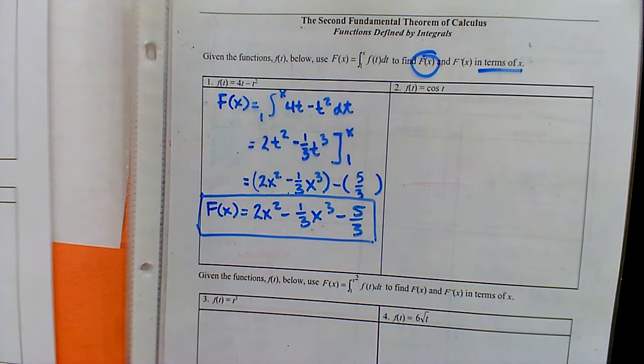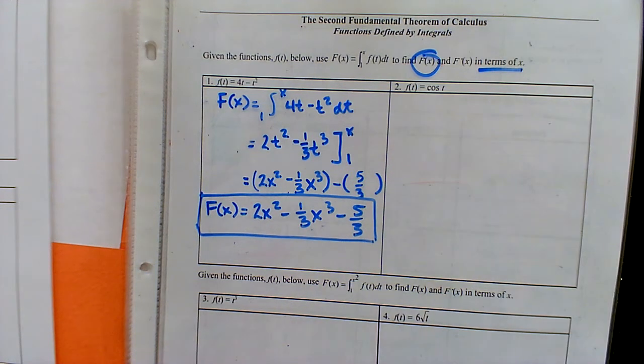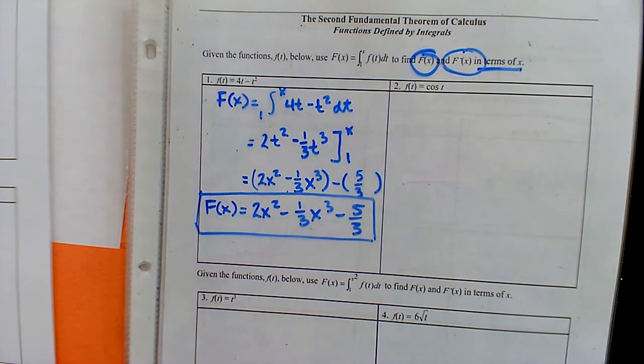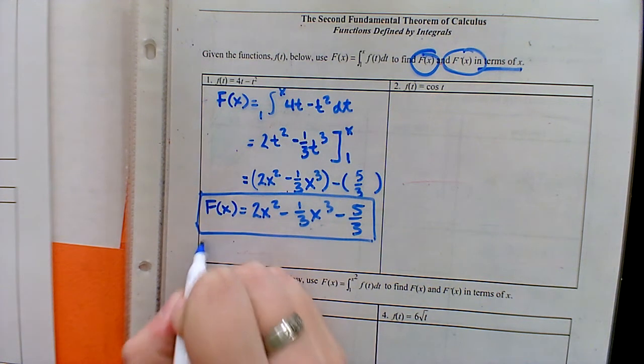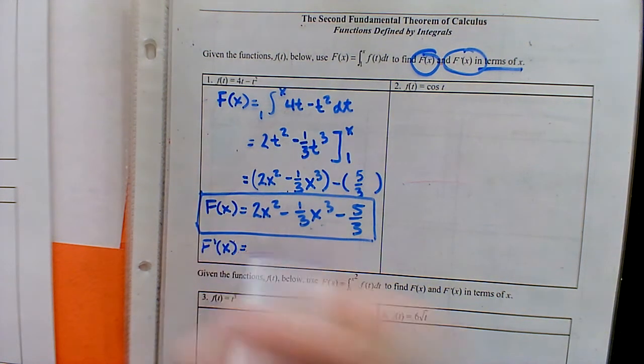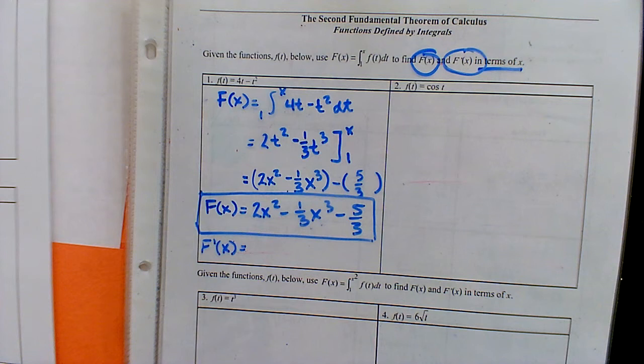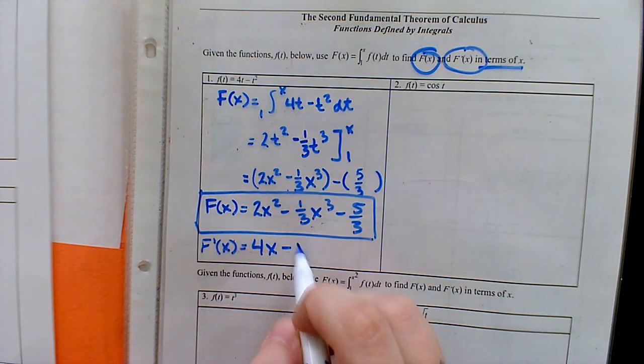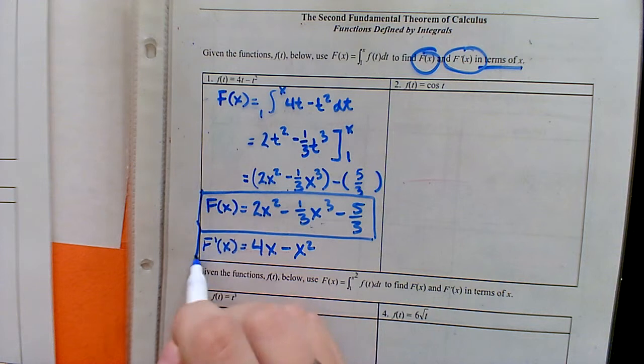I don't think that's too new to us. We're used to working backwards, antiderivative, top minus bottom. It works the same way. We just have a variable there instead of a number. The second thing we want to figure out is what's the derivative of capital F. So if you were to take the function we just found and do a derivative, what would you get? 4x minus x squared.